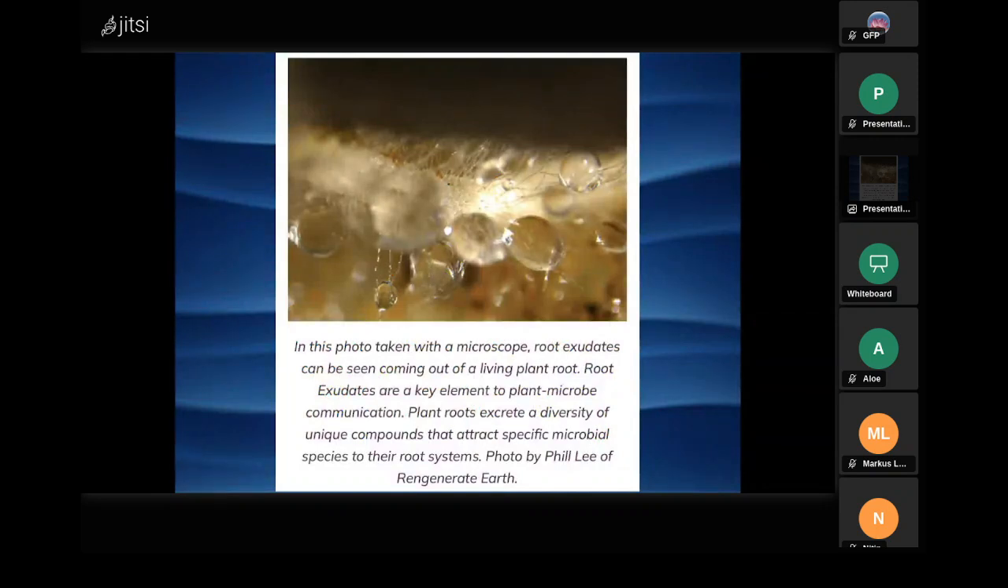Here's an image taken by Phil Lee of root exudates. The white filamentous structure in the back is the root, and the droplets that you see are the exudates. And this is a very important pathway. They now call this the liquid pathway, or the liquid carbon pathway. It's a very important path for soil regeneration. It's actually far more important than the old, I guess we'll call it the solid pathway, of just decaying organic material when it comes to the soil microlife and soil regeneration.